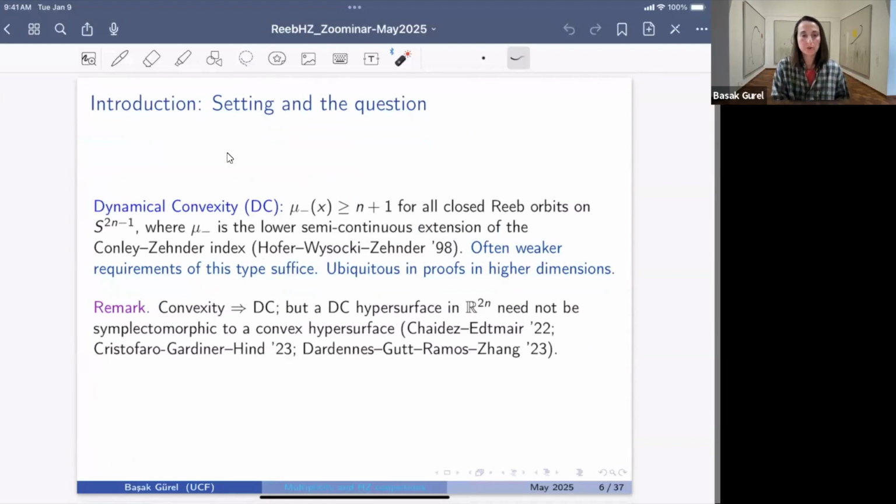This brings me to, before I can state the results, the conditions that are commonly imposed in this kind of question. This is dynamical convexity. This assumption goes back to the work of Hofer, Wysocki, and Zehnder, and it is a lower bound on Conley-Zehnder indices, or in the non-degenerate case, or more generally the mu minus, the lower semi-continuous extension of the Conley-Zehnder index. In the 2n minus 1 dimensional case, this number is at least n plus 1.